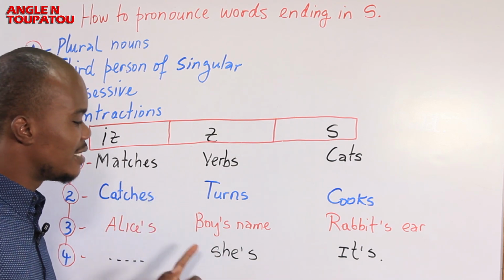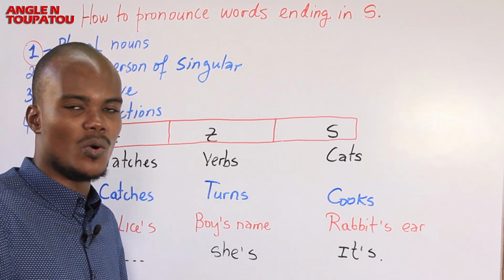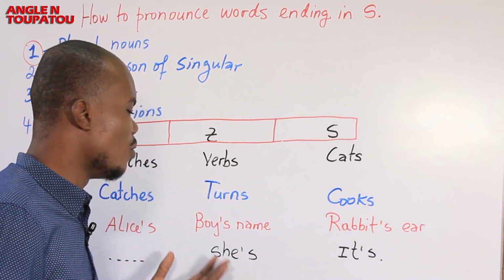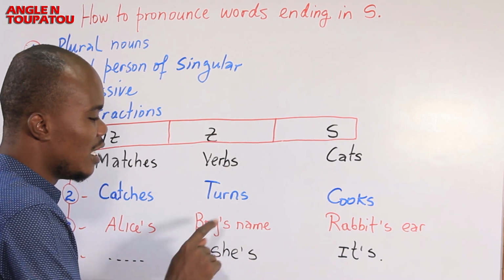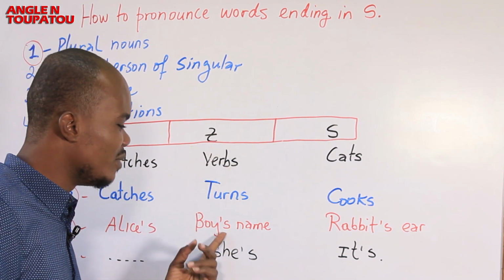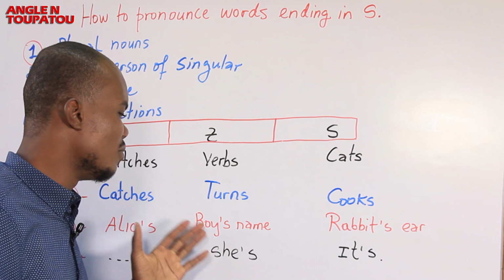Iz. And secondly, I have boy's name. The boy's name, you see here, z. S gives me the sound z. The boy's name.